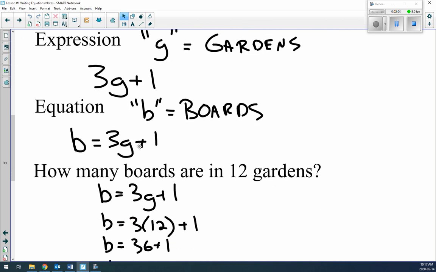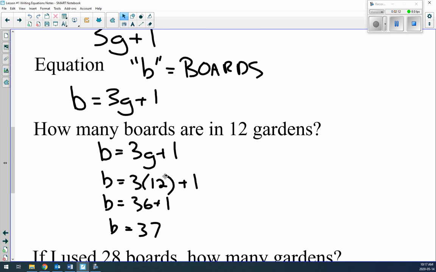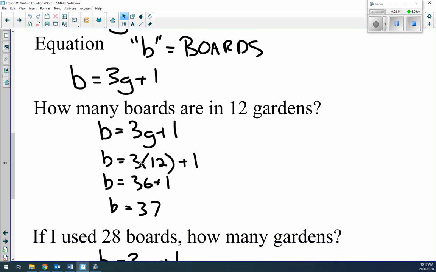Then we can create the equation. b equals boards. b equals 3g plus 1. So there, the expression, no equal sign. The equation, equal sign. Now we can ask questions. How many boards are in 12 gardens? So 3 times 12, we just substitute in 12 for g. 3 times 12, 36, plus 1, 37. We need 37 boards.